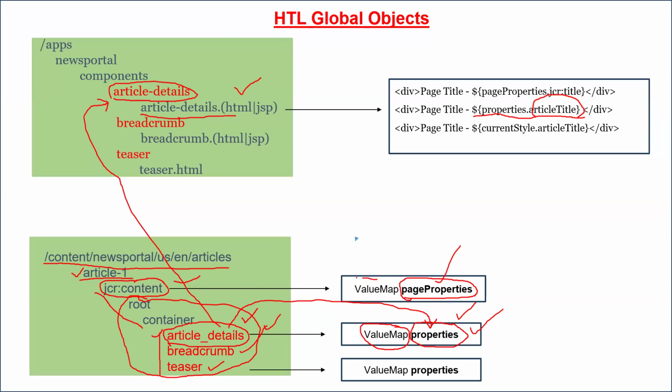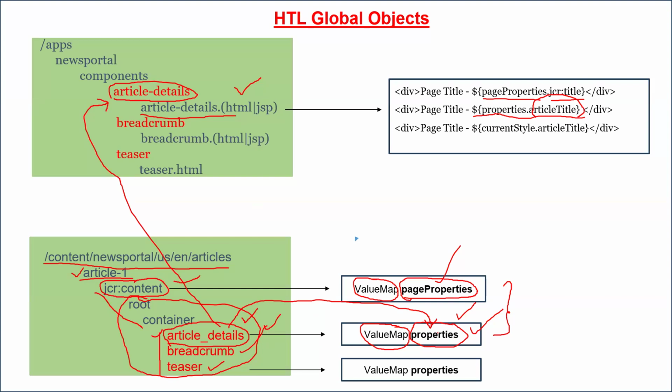Check the type is value map. Value map is the type, but the object name is page properties. And the data is also different. All the page level data which is stored in JCR content will be available in page properties. For every component, both page properties and properties are available. Let's say you want to render the page title in your component, we can use page properties dot JCR title. JCR title is a property inside this JCR content node.